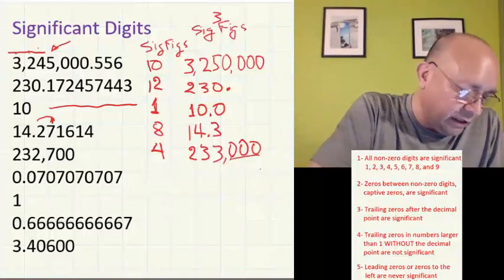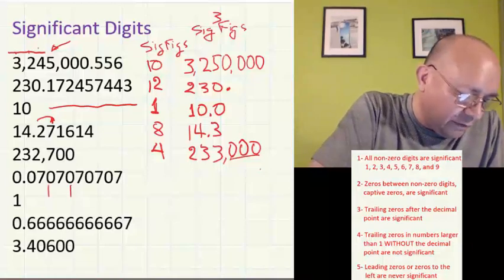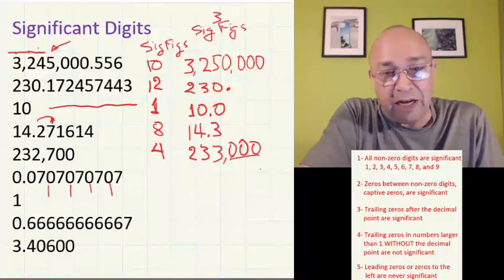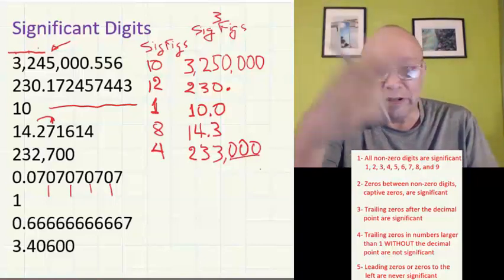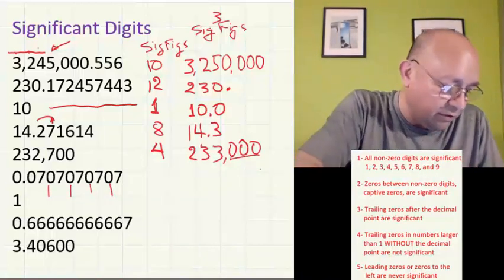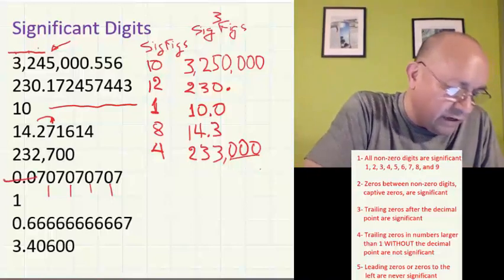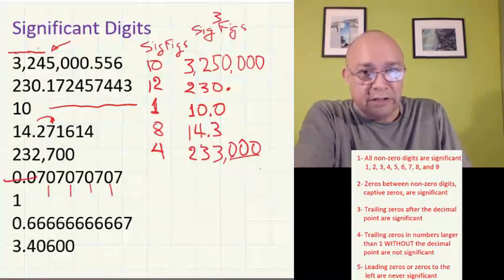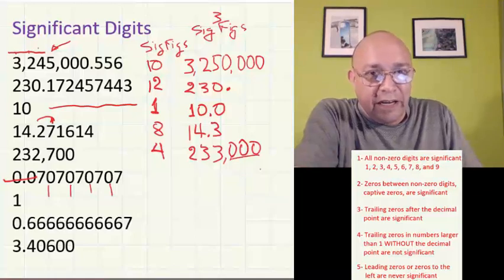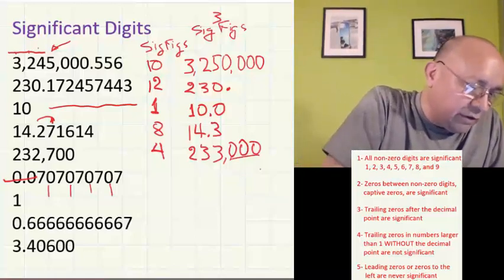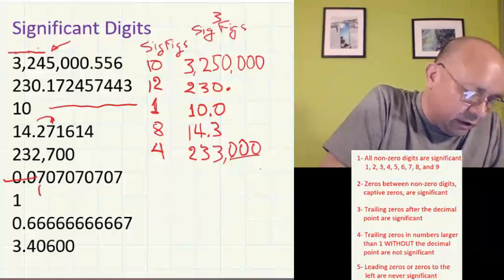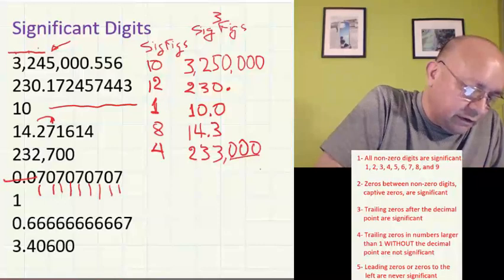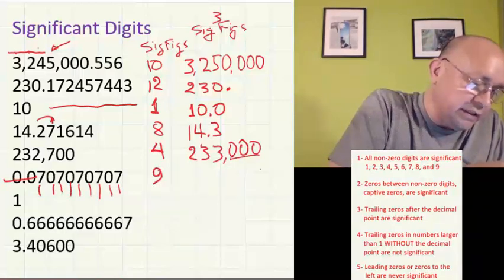0.0707070707. How many significant digits? All these zeros are captive zeros and also are zeros after the decimal point. For those 2 reasons, those zeros are significant. Therefore, all those zeros count. These zeros to the left never count as significant. Leading zeros to the left are never significant. So we start counting here. All these become significant. 1, 2, 3, 4, 5, 6, 7, 8, 9. 9 significant digits.